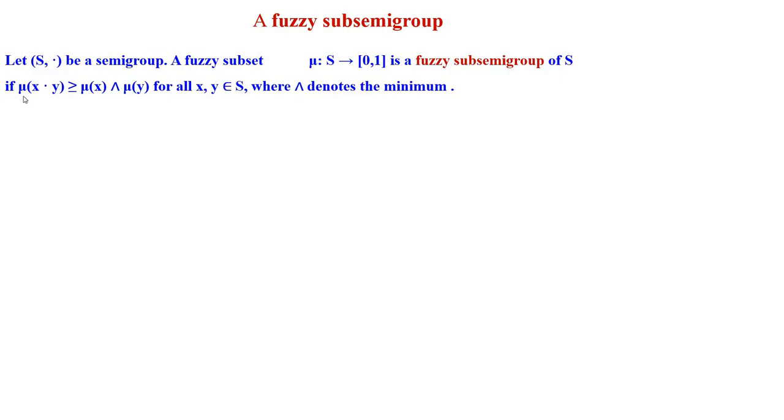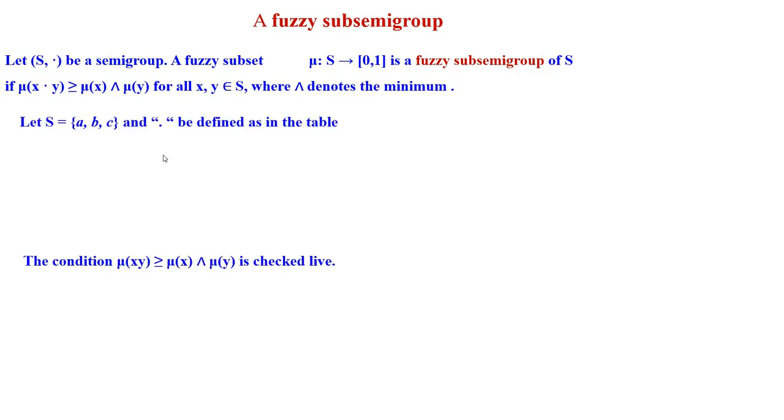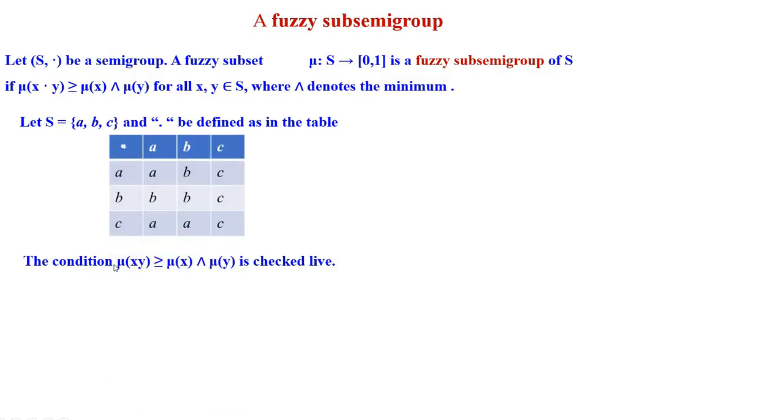So the mu of the product should be greater than or equal to the minimum of mu of x and mu of y for all x, y in S. So this is the definition of fuzzy subsemigroup of S. And we consider this example where S consists of three elements and dot is defined as in this table. And we are going to check this condition live, so that from the attached video you will know when and when not you can have this mu to be a fuzzy subsemigroup.